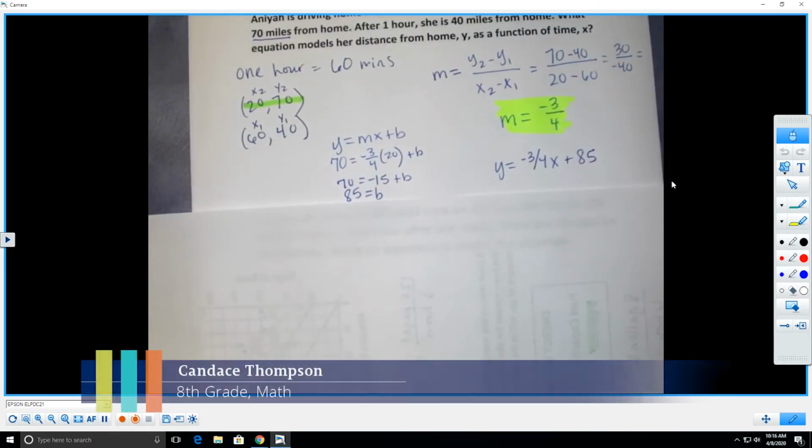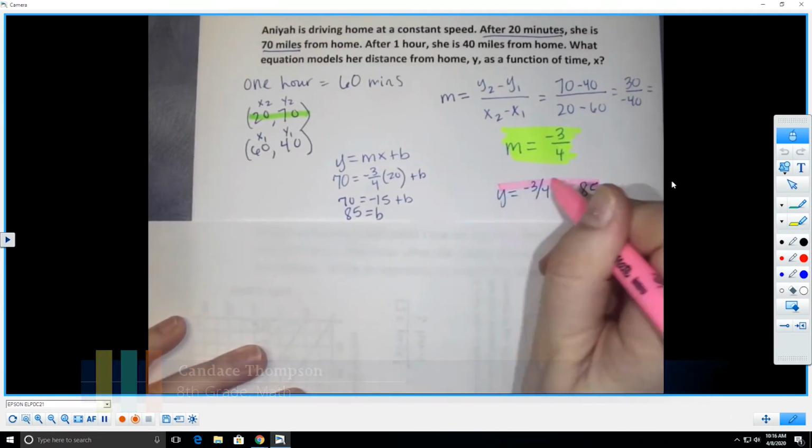So if we were to write an equation for this situation, we would have y equals negative 3/4 x. There's my rate of change. And then my y-intercept, or my initial value, is 85. Here is the solution to my problem.